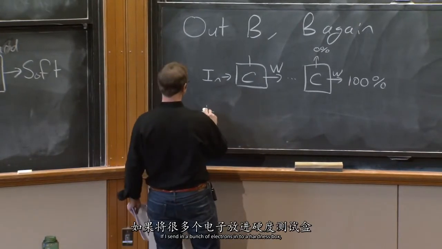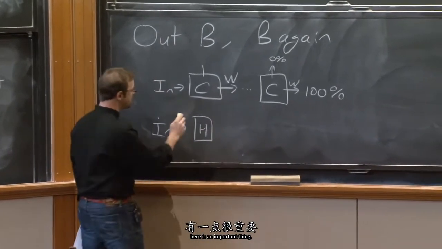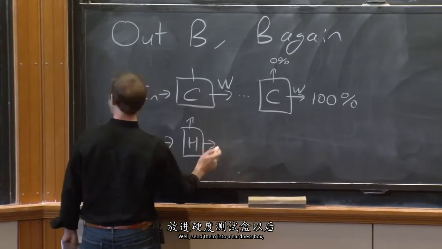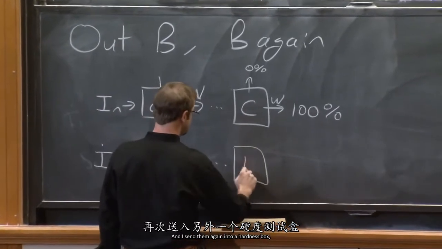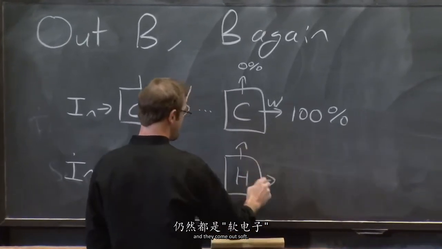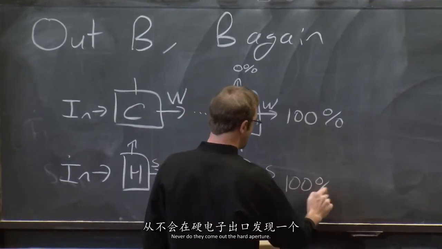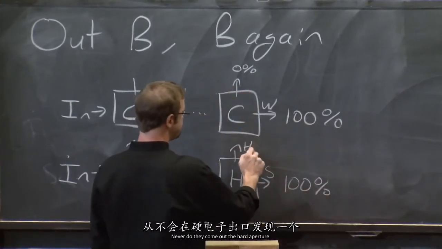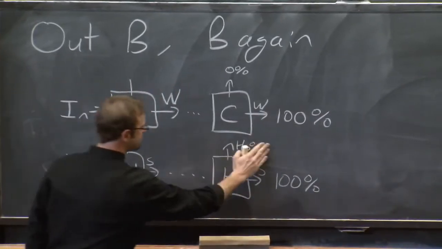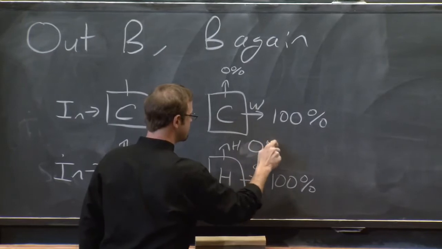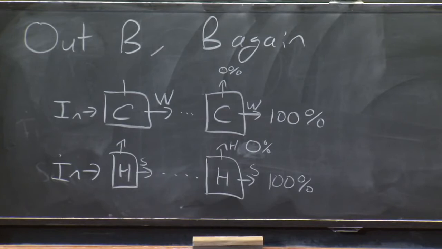Ditto the hardness. If I send a bunch of electrons into a hardness box, here's an important thing. I take out the ones that come out soft, and I send them again into a hardness box, and they come out soft. They will come out soft with 100% confidence, 100% of the time. Never do they come out the hard aperture. OK? Any questions at this point?